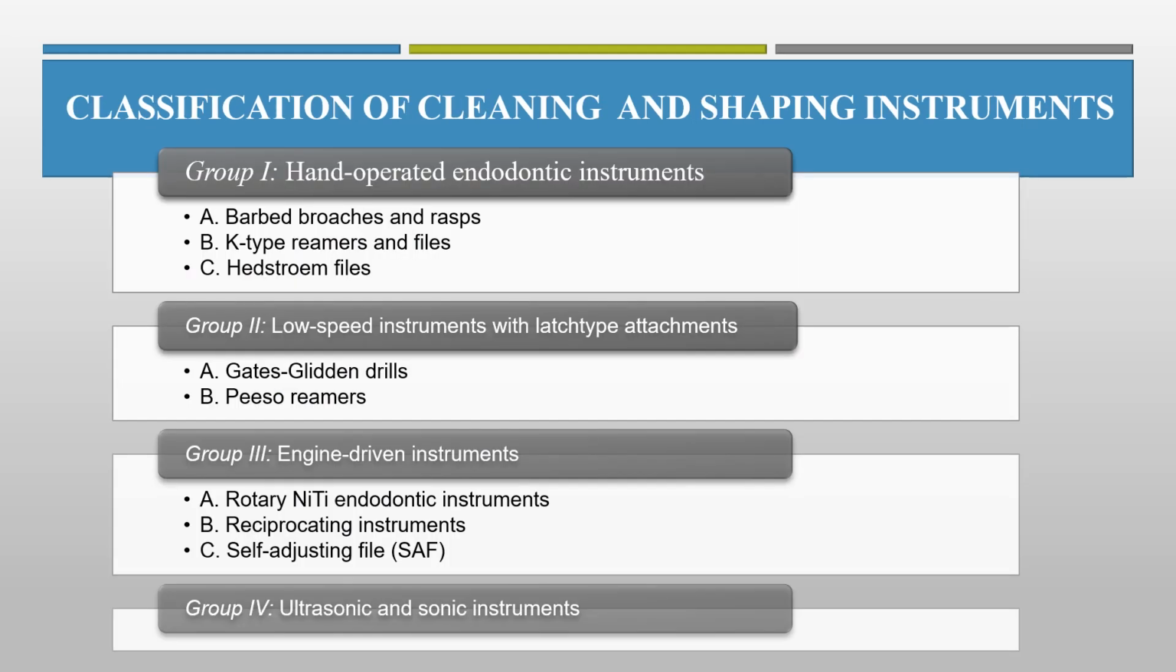Next, coming to the classification of cleaning and shaping instruments, there are four groups. Group 1 is hand operated. Group 2 is low speed instruments, which are latch type. Group 3 is engine driven. Group 4 is ultrasonic and sonic. Coming to Group 1, hand operated instruments, there are barbed broaches and rasps, K-type reamers and files, and Hedstrom files. Moving on to low speed instruments, which are latch type attachments, it includes Gates Glidden drills and Peeso reamers. Moving on to engine driven instruments, it includes rotary nickel titanium instruments, reciprocating instruments, and self adjusting files.